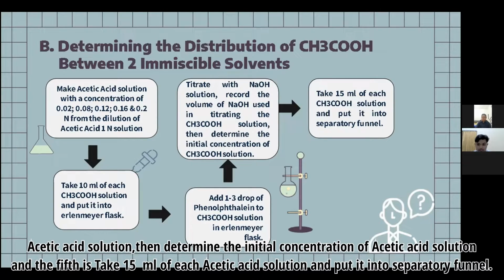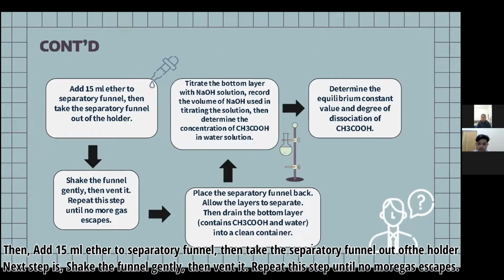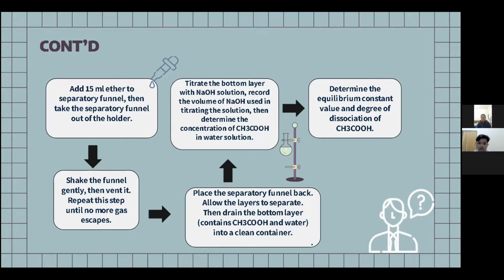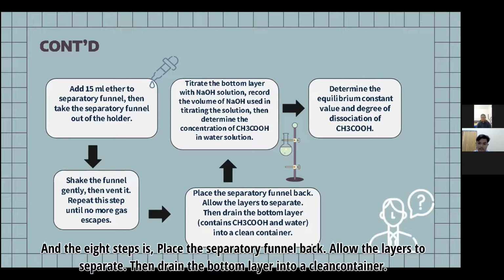And the fifth is to take 15 ml of acetic acid solution and put it into a separatory funnel. Then add 15 milliliters of solvent to the separatory funnel. Then take the separatory funnel out of the holder. Next step is to check the funnel carefully. Then fan it. Repeat this step until no more gas escapes. And the next step is to place the separatory funnel back and allow the layers to separate. Then drain the bottom layer into a clean container.